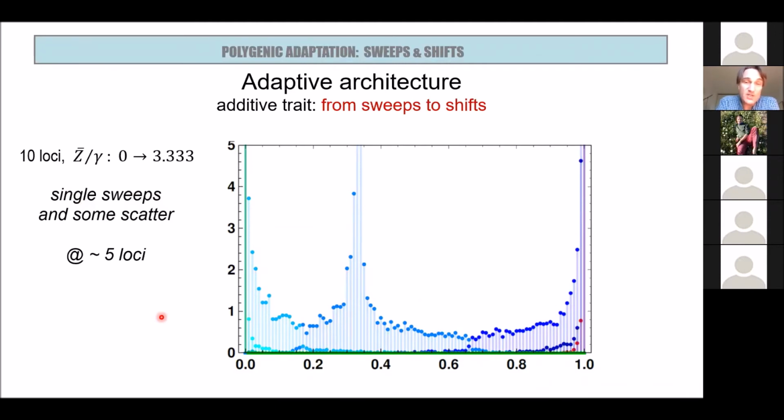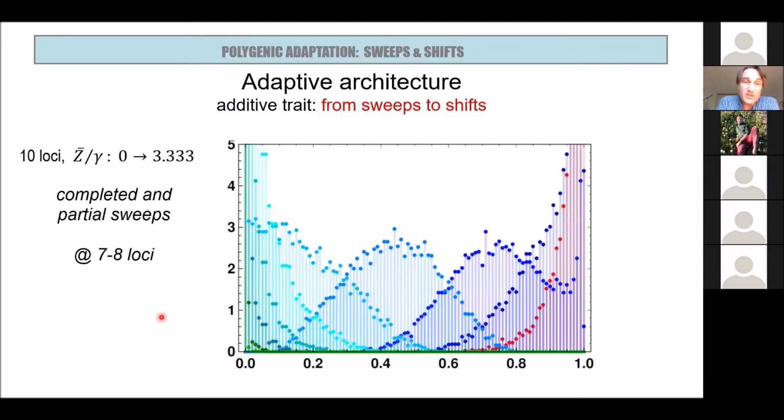Let's just continue this, right? Now here we have a pattern where even more loci contribute, right? And all these things have now smeared out a lot more, right? We see a lot going on at these intermediate frequencies, but still there are also some loci that have at least almost reached fixation. So one could call this completed sweeps, some here, but also a lot of partial sweeps, so that dominate this adaptive pattern.